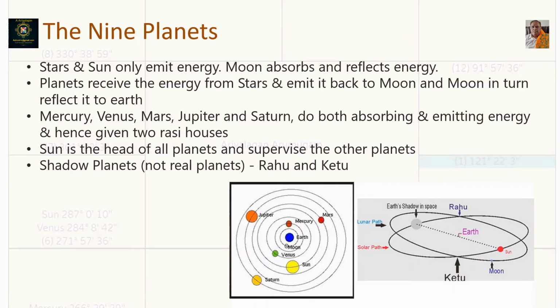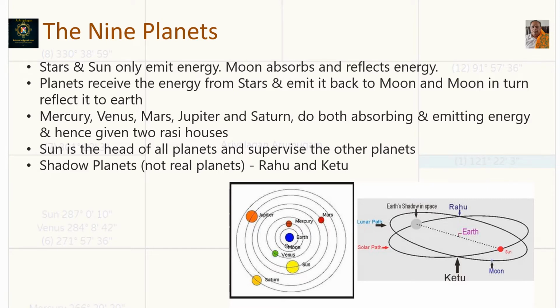The 9 planets we know are the Sun, Moon, Mercury, Venus, Mars, Jupiter, Saturn. So here when you look at the details of the chart, Earth is treated as the center, and the remaining planets are going around the Earth. So this is what is conceptualized in astrology.